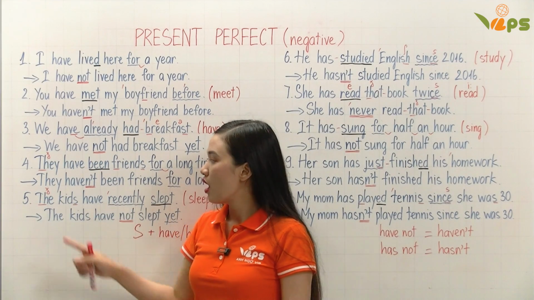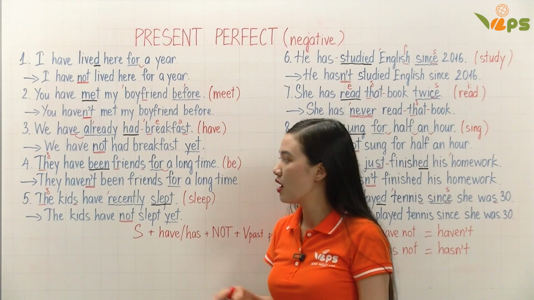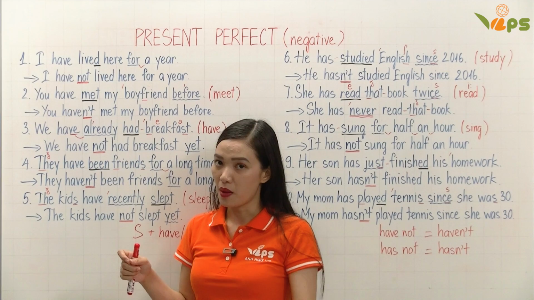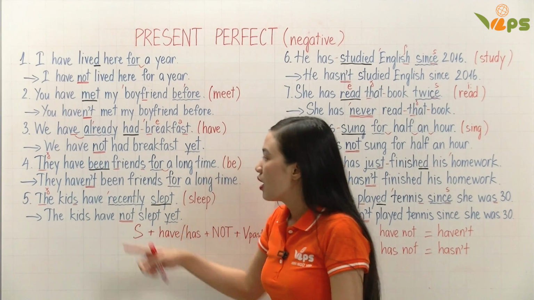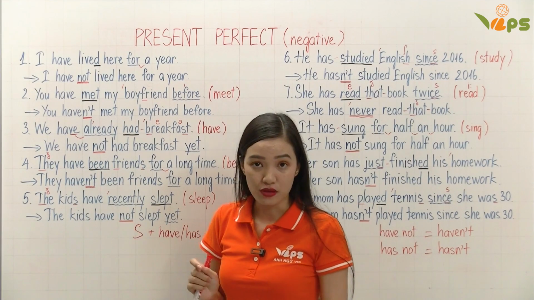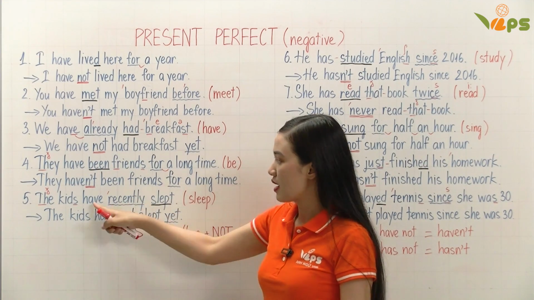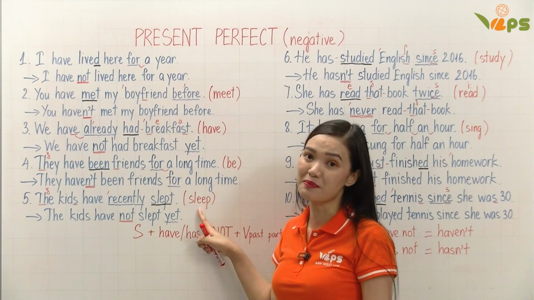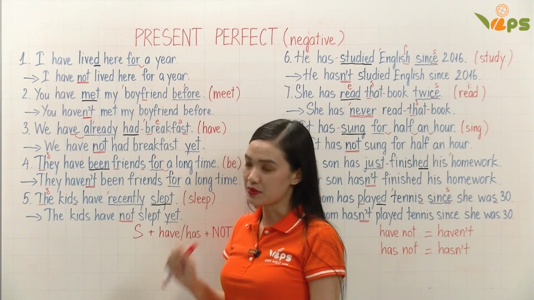Number 5, the kids have recently slept. Recently, that means not long ago, but the action has finished, right? The kids, plural now, we have to use have. Recently slept, have verb 3, slept is verb 3 of sleep. The kids have recently slept.